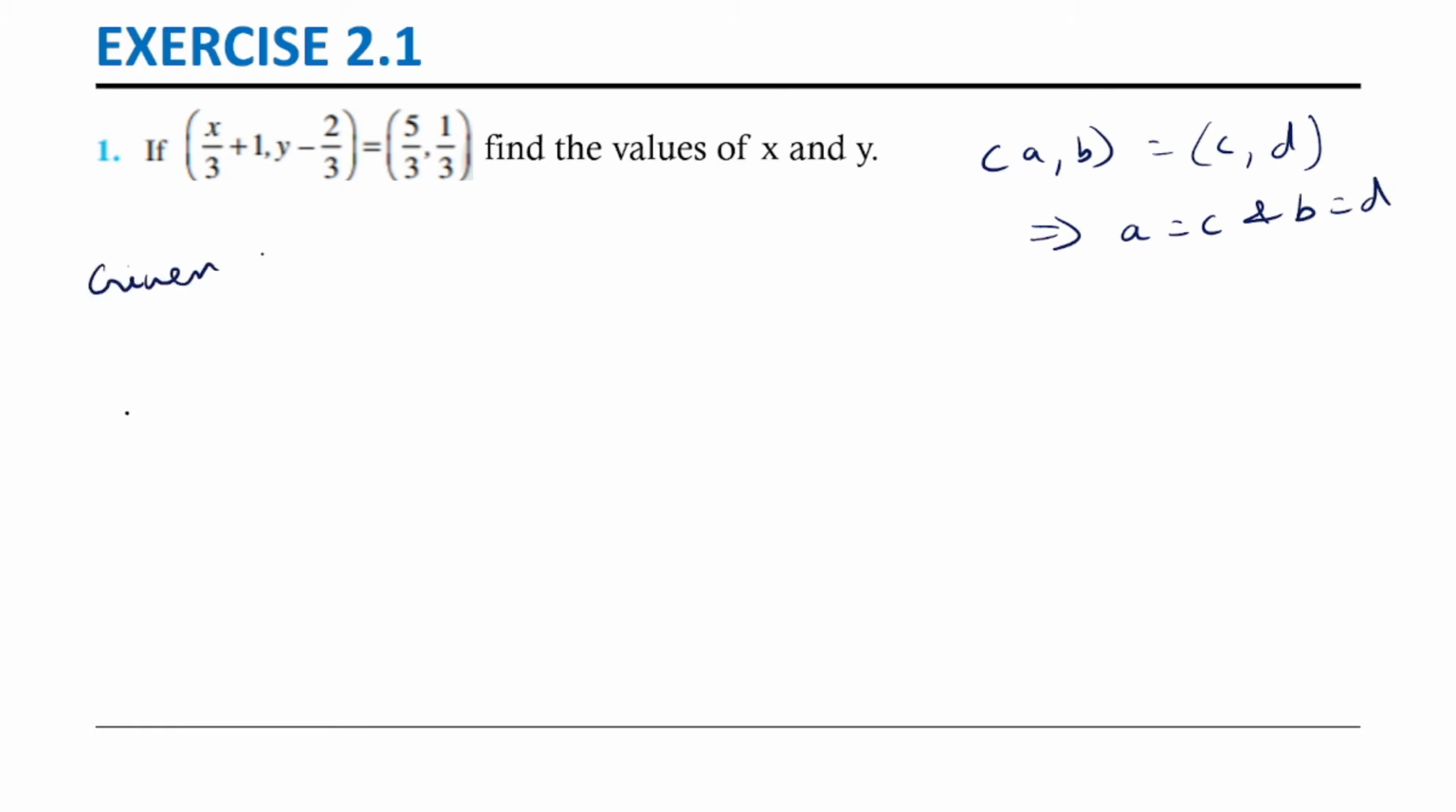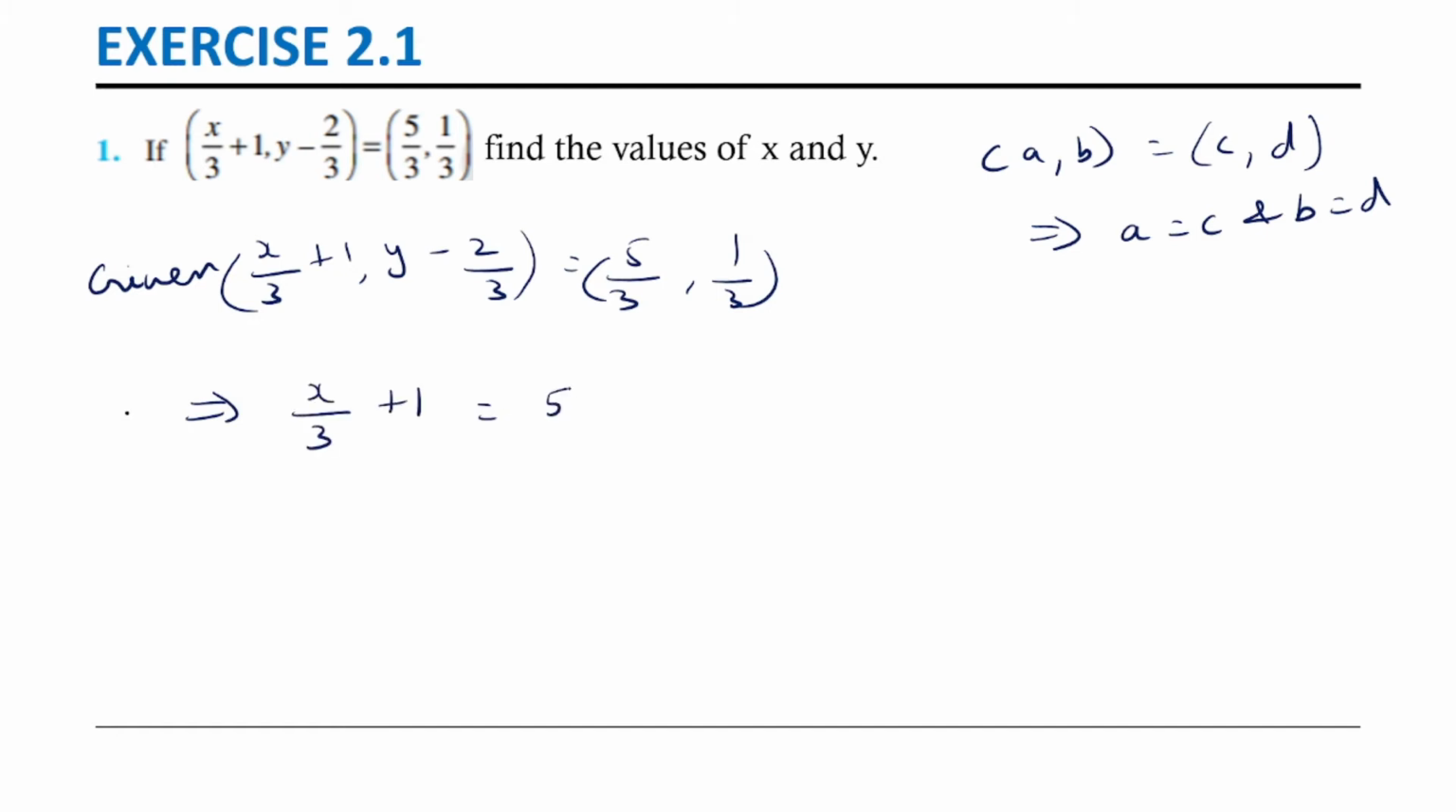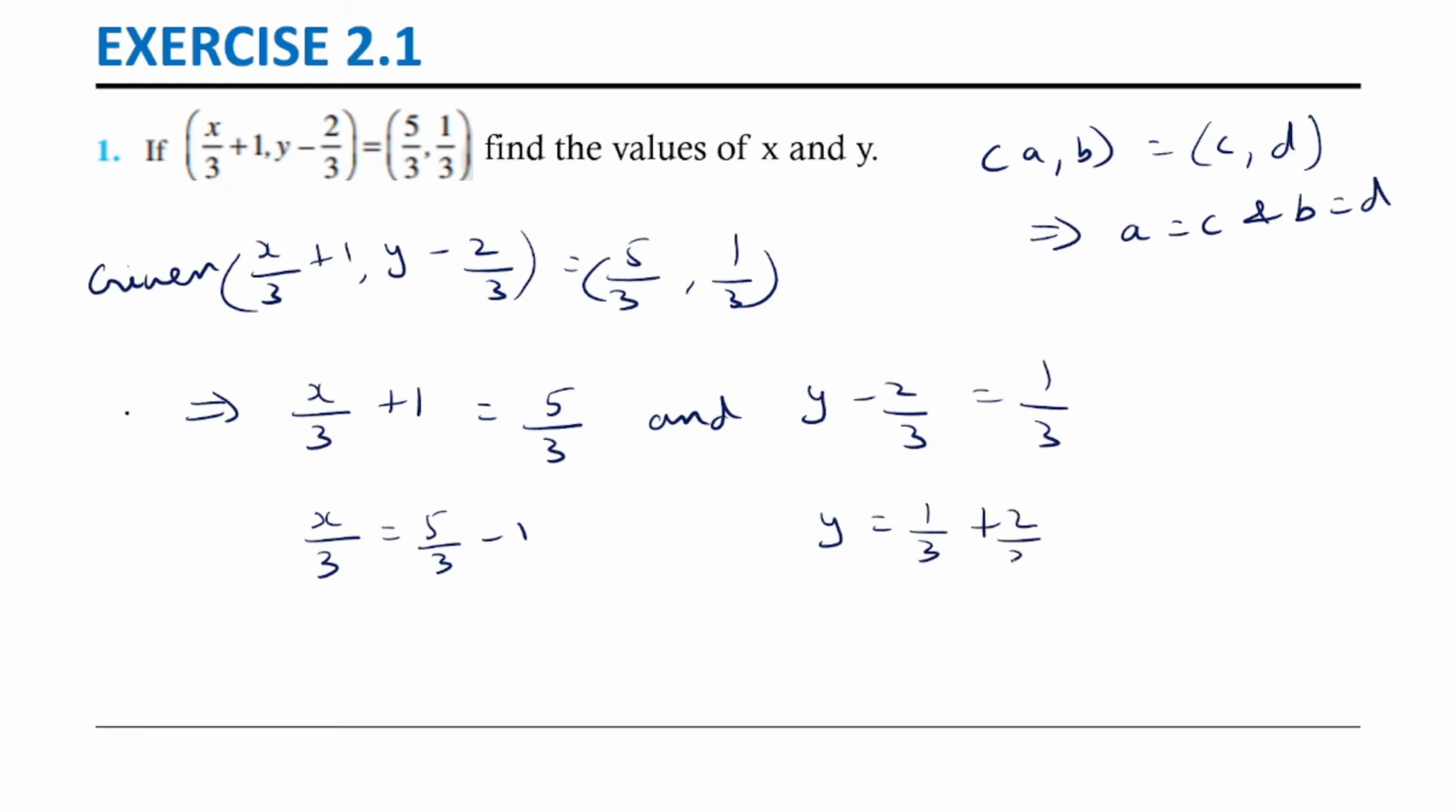So given x by 3 plus 1 comma y minus 2 by 3, this ordered pair is equal to 5 by 3 comma 1 by 3. So this implies x by 3 plus 1 is equal to 5 by 3 and y minus 2 by 3 is equal to 1 by 3. Now from this we can find x and y. So from this we have x by 3 is equal to 5 by 3 minus 1, and here y is equal to 1 by 3 plus 2 by 3.